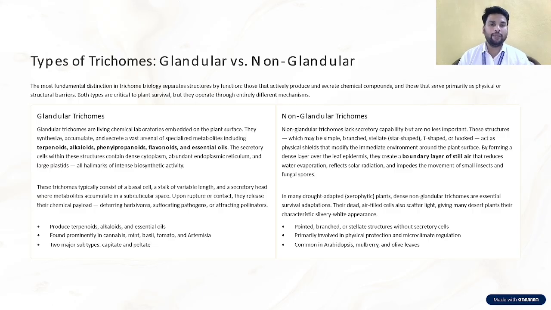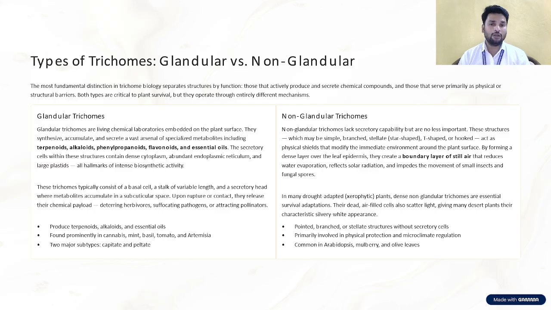This structure, which may be simple, branched, stellate, that is star-shaped, T-shaped, or hooked, acts as a physical shield or barrier that modifies the immediate environment around the plant surface, by forming a dense layer over the leaf epidermis. They create a boundary layer that reduces water evaporation, that is transpiration. So transpiration is also controlled or minimized by the trichomes, which reflect solar radiation and impede the movement of small insects and fungal spores.